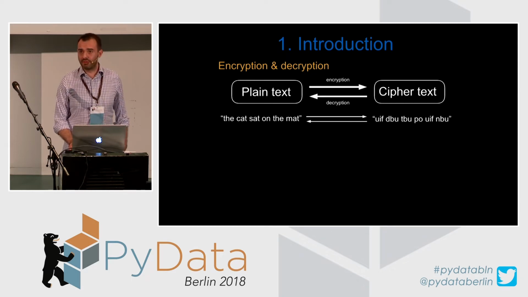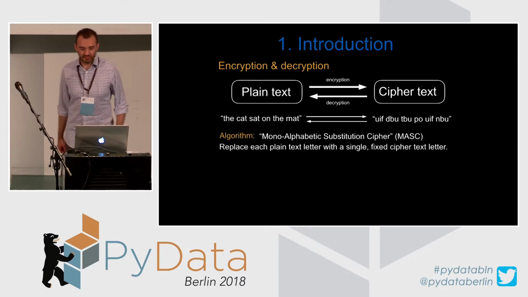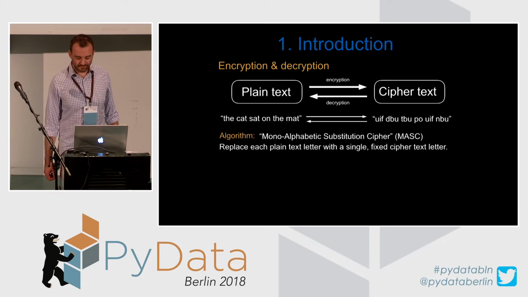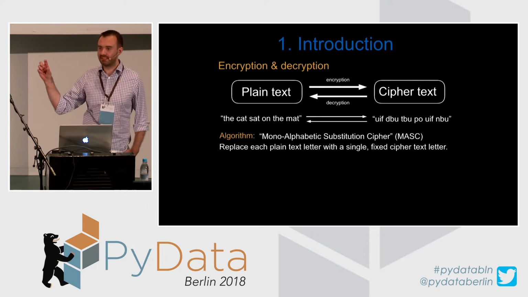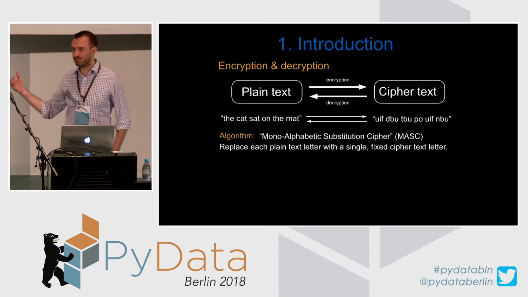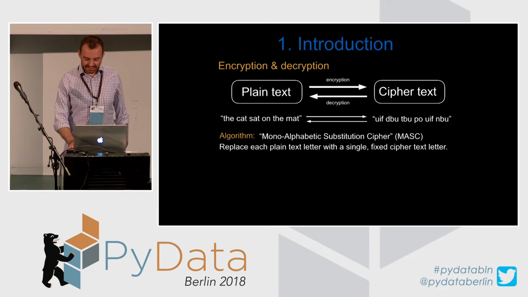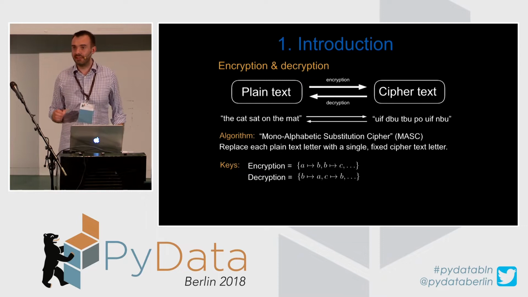So in general, with encryption and decryption, you've got to do two things to choose an encryption scheme. You've got to, first of all, choose an algorithm. So in this case, it's a monoalphabetic substitution cipher, or MASC for short. And that's just the algorithm in which I replace each plain text letter with a single fixed ciphertext letter. It's as simple as you can imagine. So that's the algorithm. And then the details of that algorithm, which letters in particular, well, that's called the key. So here I've got the encryption and decryption keys.